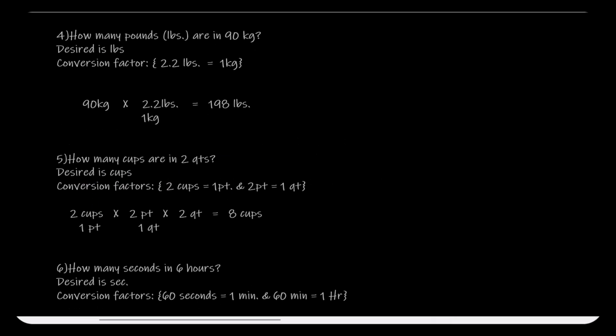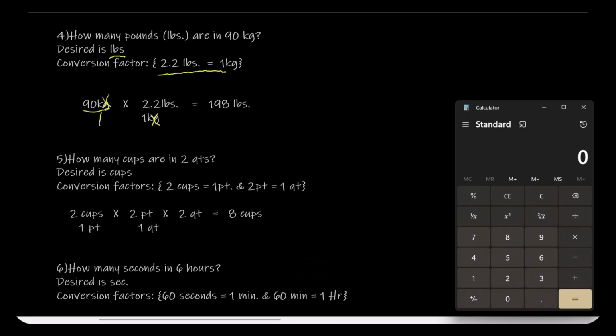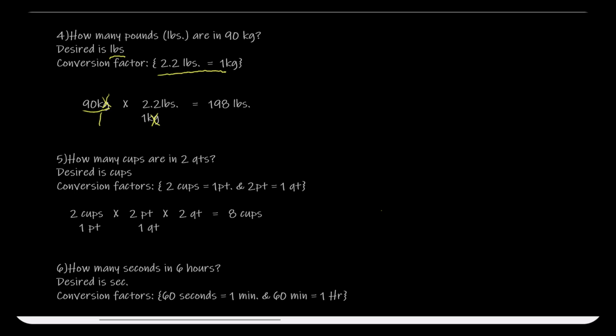Problem number 4. How many pounds are in 90 kilograms? Desired unit is pounds. Conversion factor, 2.2 pounds is equal to 1 kilogram. I've set up the problem 90 kilograms over the placeholder 1 times 2.2 over 1 kilogram. Kilograms cancel. Pounds are left in the numerator position. We multiply across. 90 times 2.2 equals 198 pounds.